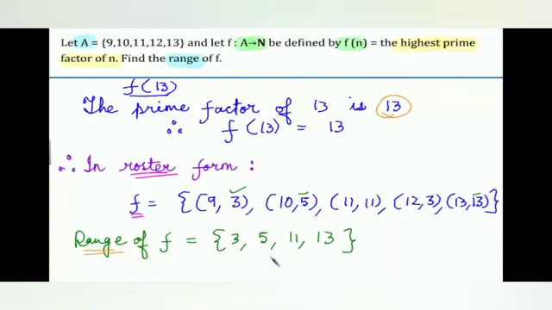So here it is, your second chapter is finished. I hope your concept is clear for range, domain, function and relation.